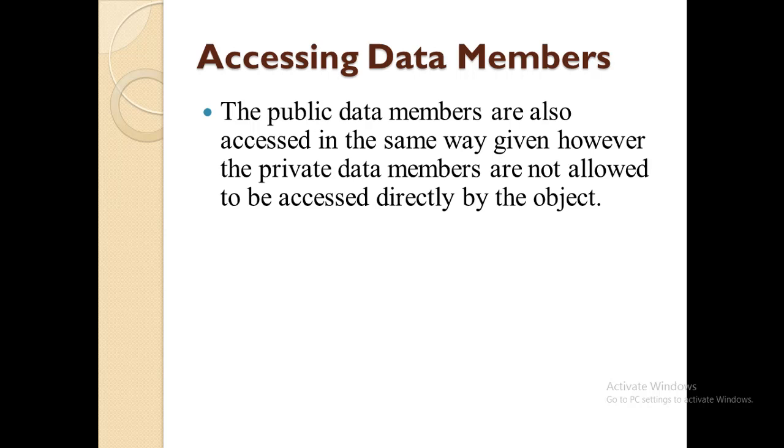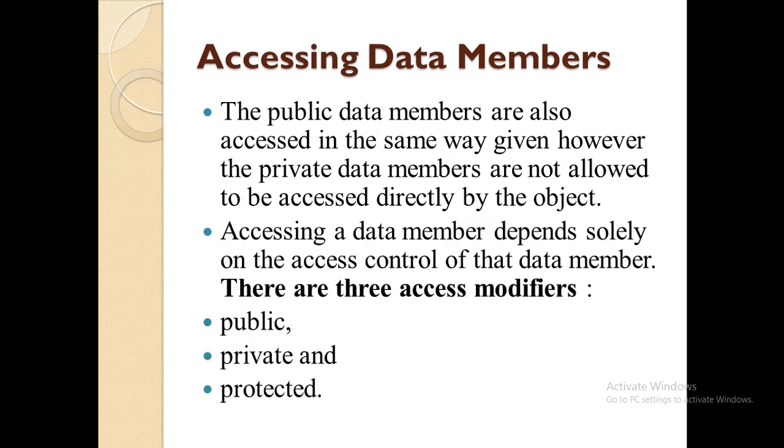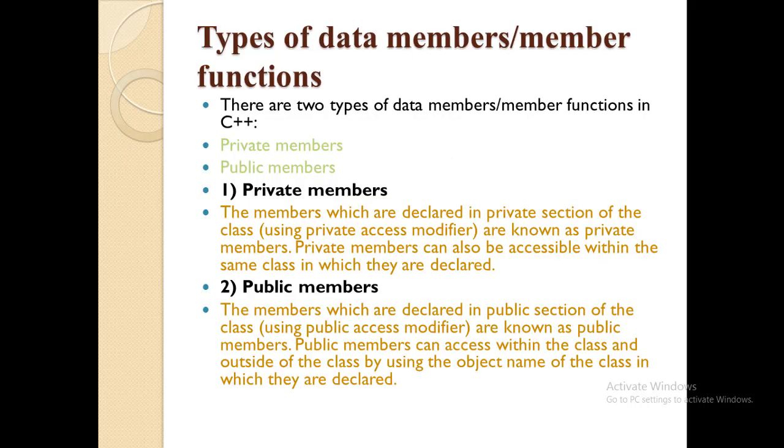The public data members are accessed in the same way as we have discussed earlier, through the object. However, the private data members are not allowed to be accessed directly by the object. So how will we access the private data members? It depends solely on the access control of that data member. There are basically three access modifiers: public, private, and protected. We have discussed the public and private.